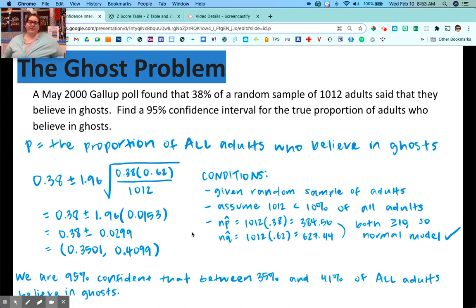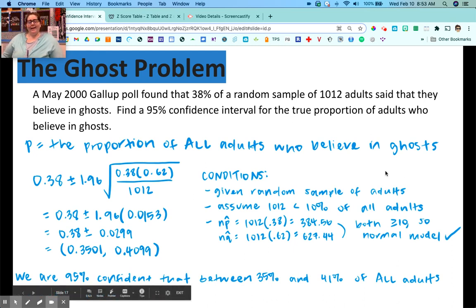I said it a tiny bit differently on this screen just because we don't have to always use the same words. So I could say we're 95% confident that somewhere between 35% and 41% of all adults believe in ghosts. Saying the same thing in a different way, as long as you're including the confidence level, context, and then the interval itself. It doesn't necessarily matter what order you put the words in. But that is how we interpret it.